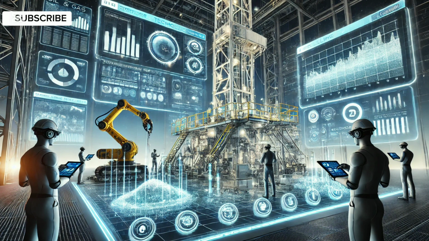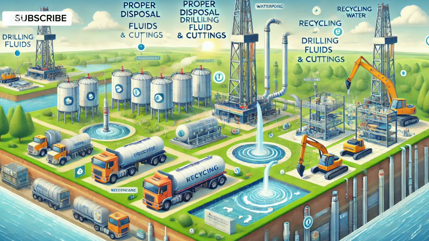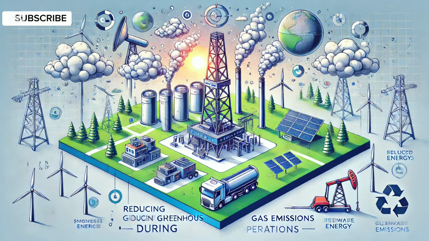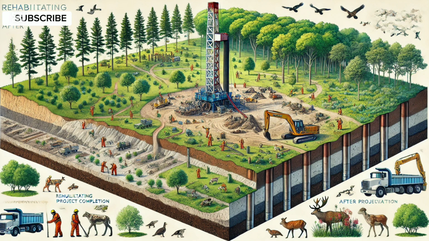The industry is also evolving to minimize environmental impacts. Companies now focus on sustainable drilling practices and restoring the environment after operations. Key points are: 1. Water and waste management. Proper disposal of drilling fluids and cuttings. 2. Emission control. Reducing greenhouse gas emissions during operations. 3. Site restoration. Rehabilitating drill sites after project completion.